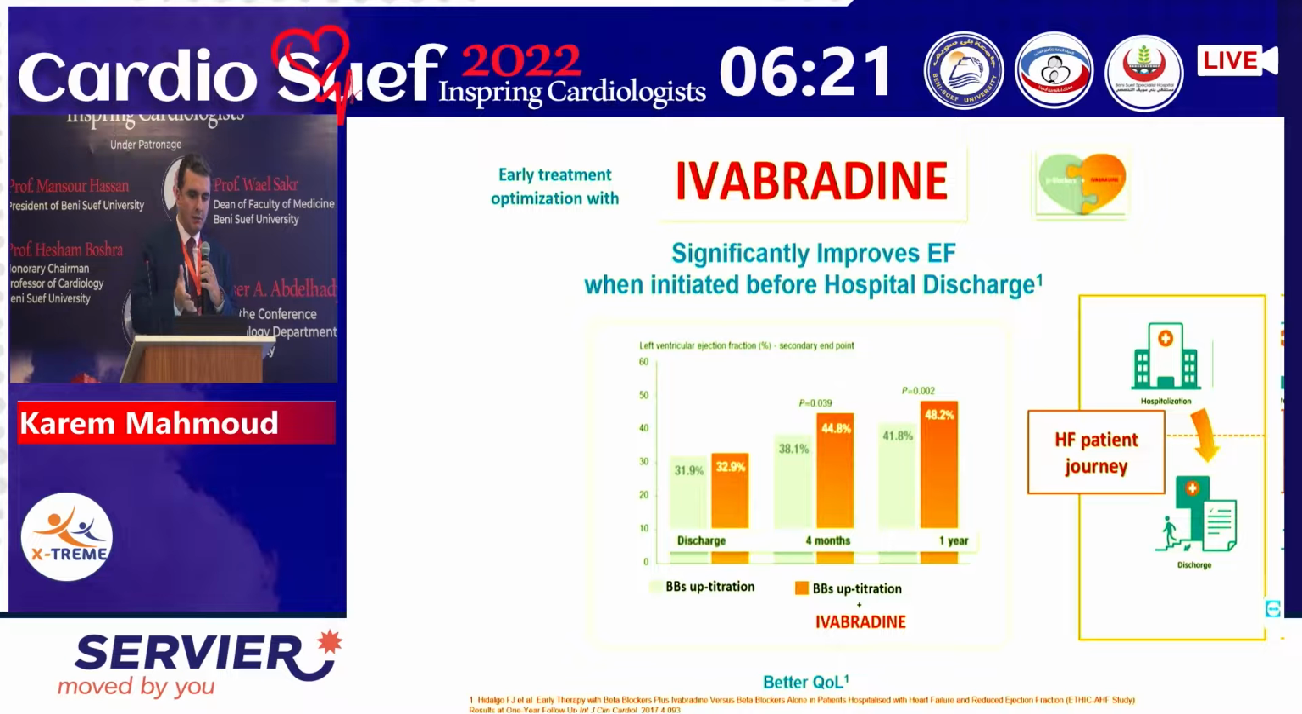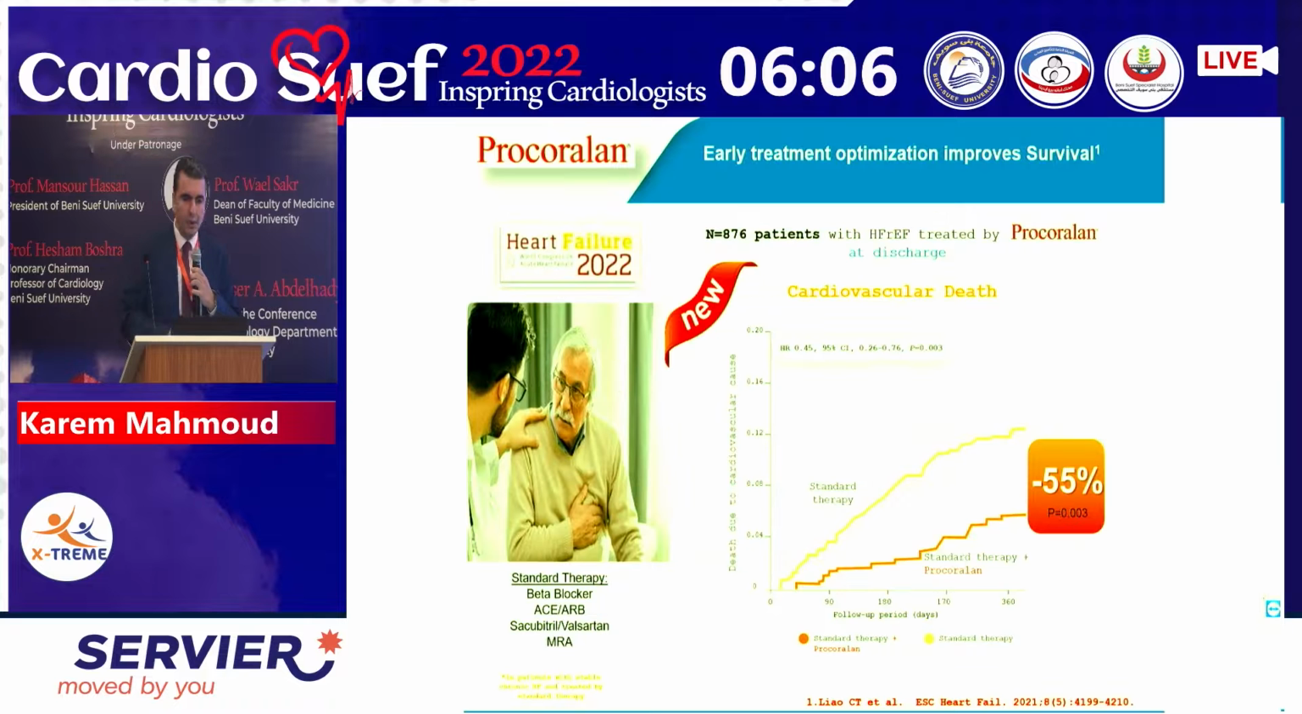فلو شفنا في الترايل ده ان الاديشن اوف ivabradine to beta blocker before hospital discharge was associated with the improvement of ejection fraction عند ال 4 months وعند ال 1 year زي ما احنا شايفين هنا في الداتا دي. ودي داتا مهمه جدا جت ليتلي في السنه اللي فاتت، هي جايه بصراحه من 2 large registries عن ال use of procorlan او sorry ivabradine in the patient with HFrEF before hospital discharge.